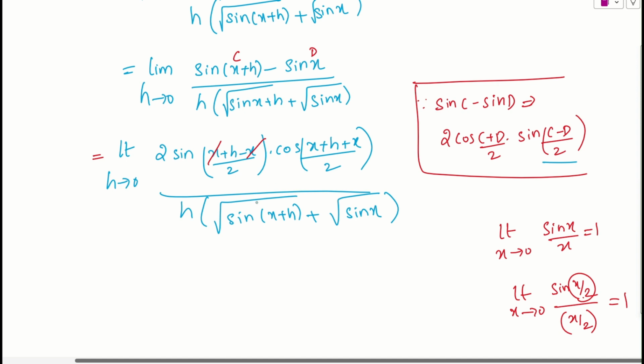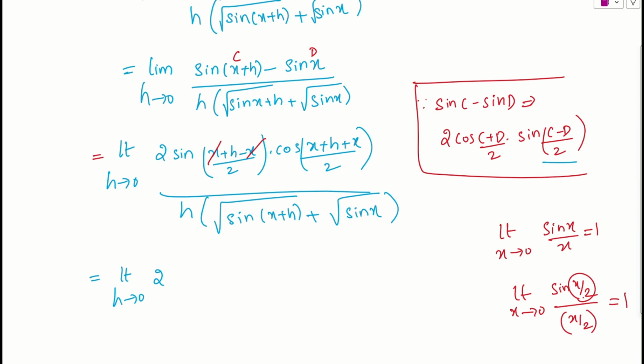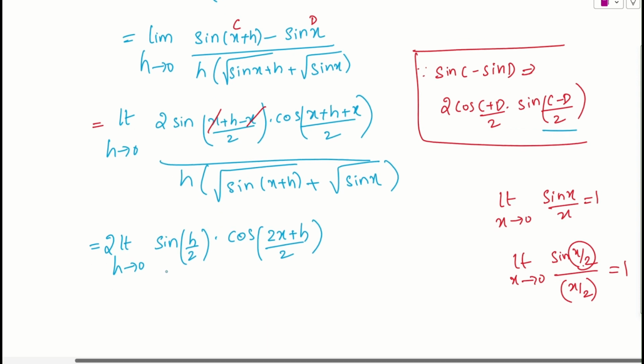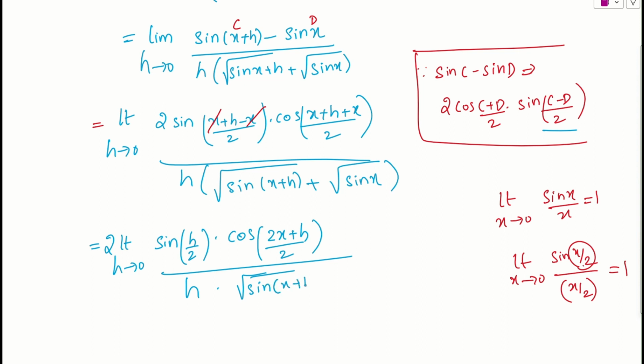So what I will do here, let me rewrite it. Limit h tends to 0, this 2 will be as it is. I'll write 2 outside because it's a constant. So this will be sine of h by 2, into cos of (h plus x plus x), which is 2x, so 2x plus h by 2. Is it okay? The denominator will be h into this one, which I can write as root of sine of (x plus h) plus root of sine x, writing separately.